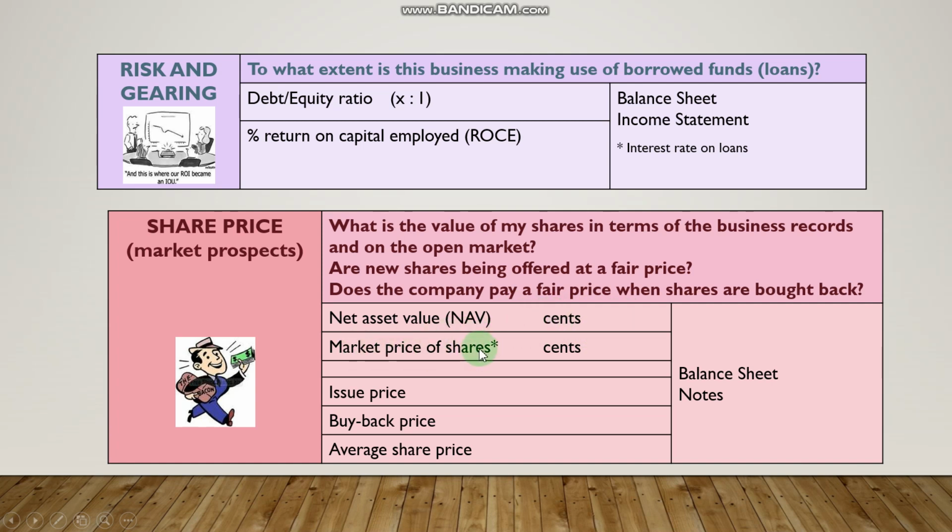The market price of shares, this one here I can't calculate, that's why we've got an asterisk here. This is the value of my shares on the stock exchange. So I need to look at that all the time to see how the shares in my company are performing on the stock exchange. And this market price of shares is determined by the supply of shares and the demand of shares in the stock exchange.